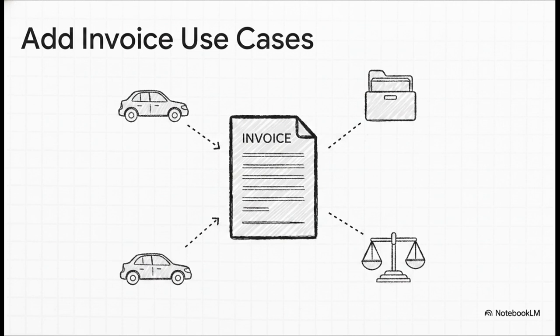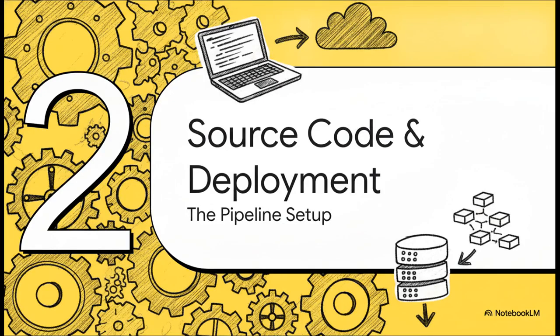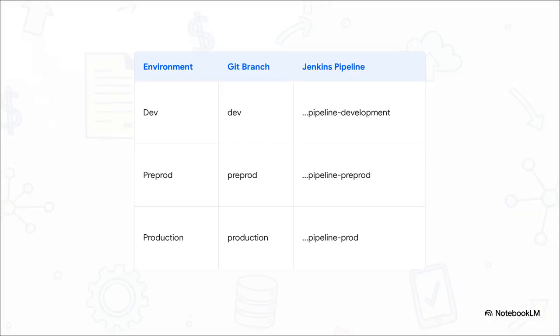Now, for the specific click-by-click user steps, there's always the manual found under the portal's help icon, but this right here is the absolute core of what the service enables every single day. Moving right along to Section 2, Source code and deployment, the pipeline setup. Okay, now that we know what it does, let's look under the hood at the pipeline.